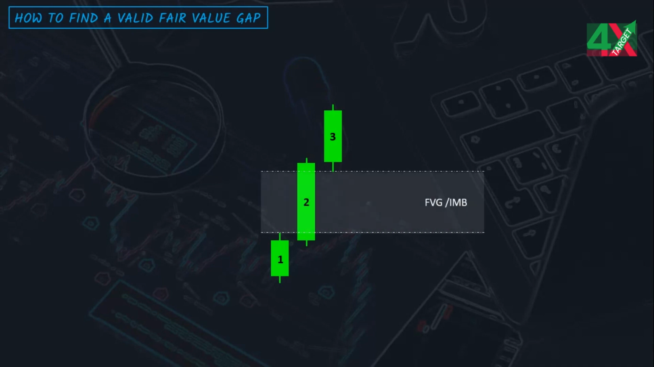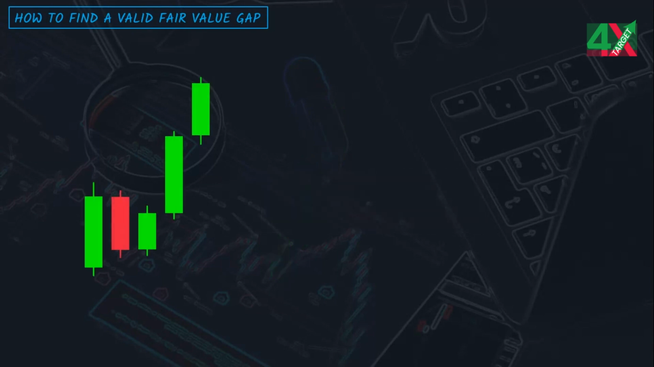But it's not necessary that the three candles pattern will always be consecutive. There are some tricky situations. Consider this price chart. Most traders will look at the last three consecutive candles and immediately label them as the first, second, and third candles, then mark the fair value gap from the low of the first candle to the high of the third candle.